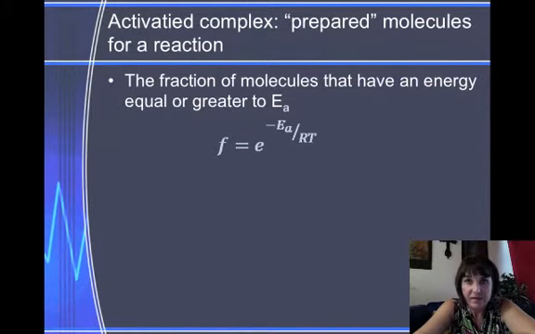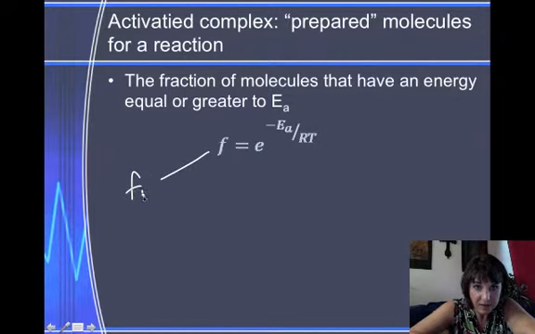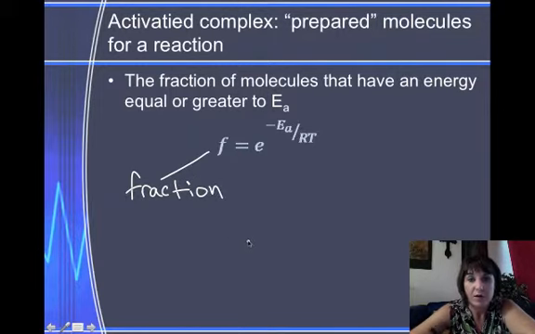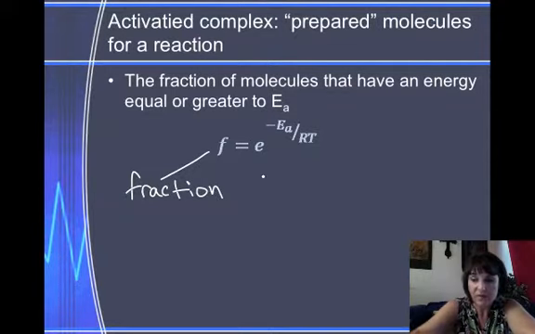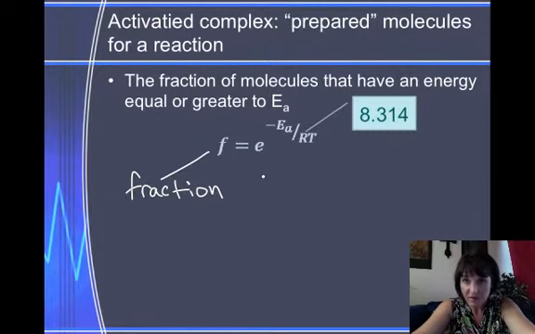So in the activated complex, we say we have prepared molecules for a reaction. Now they're ready to break old bonds and form new bonds. We can describe how many molecules have an energy that's greater than or equal to the activation energy by this equation, where f is just a letter we use to say the fraction. How many molecules, of all the molecules that we have in our beaker, how many of those have sufficient energy to overcome the activation energy barrier? And so that's where the frequency factor comes in. And of course, R refers to the gas constant, 8.314.